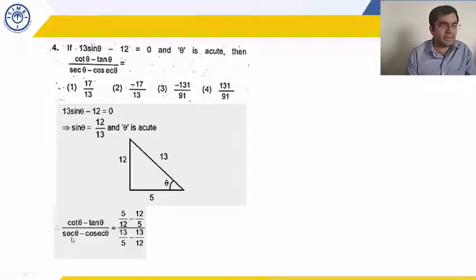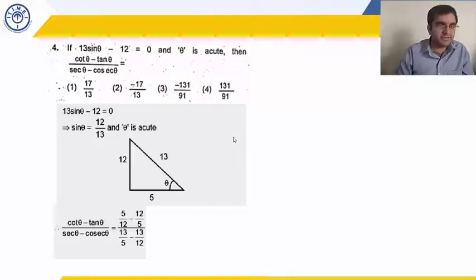Now sec theta is 1 by cos theta. So what is cos theta? Base by hypotenuse, 5 by 13. So sec theta is 13 by 5. And cosec theta is 1 by sine theta. Sine theta is already given to you as 12 by 13. So cosec theta becomes 13 by 12. So you get all the values and you can simplify. Simplify this, what do you get? Take 10 seconds.